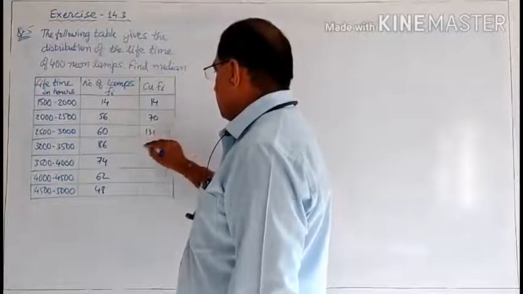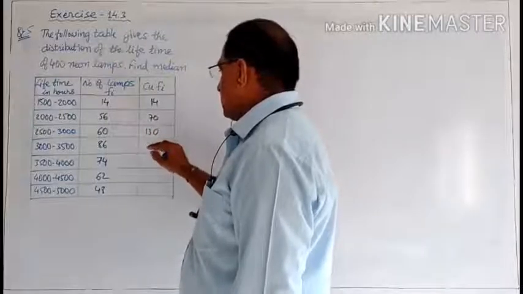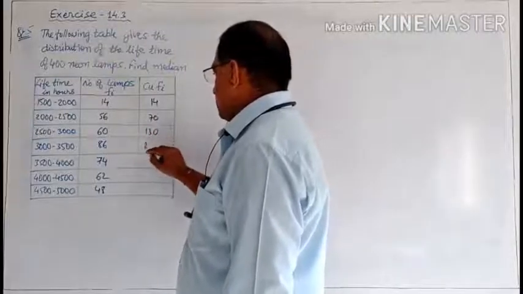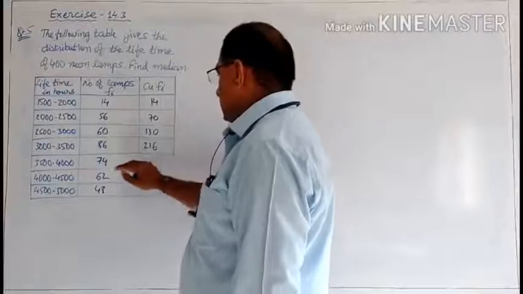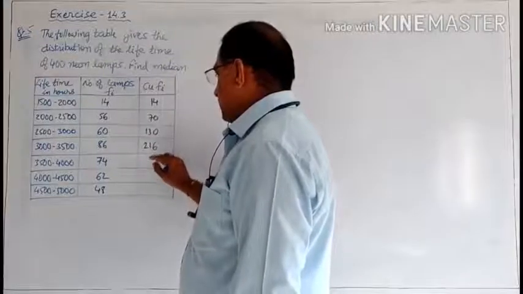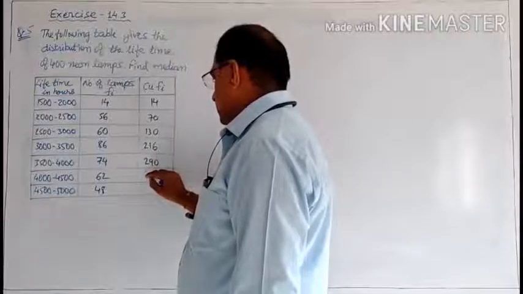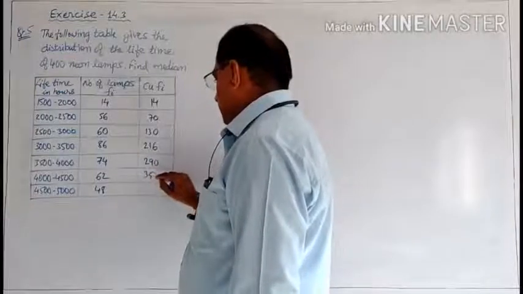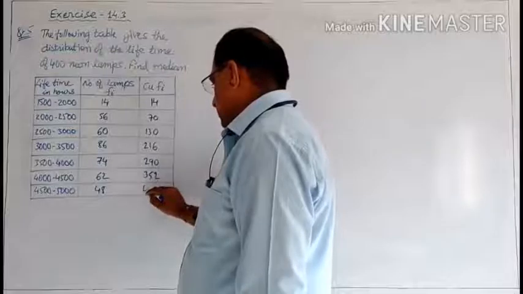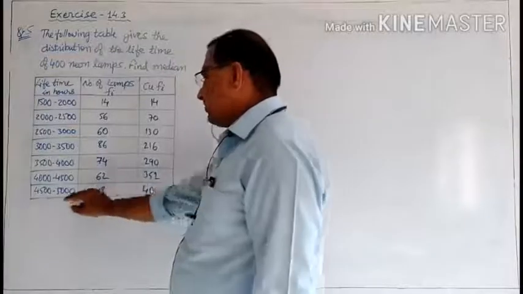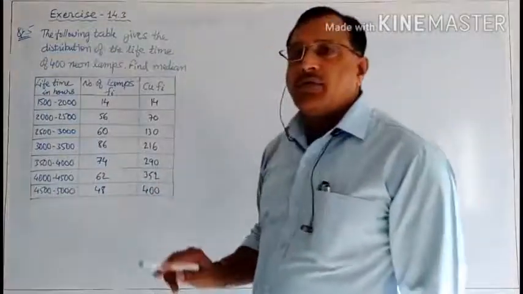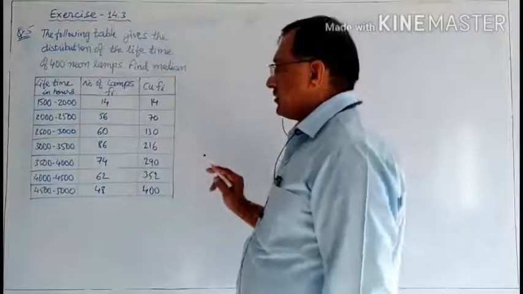is 130, plus 86, and that is 216, plus 74, and that is 290, plus 62, and that is 352, plus 48, and that is 400. All the lamps have lifetime less than or equal to 5000 hours.